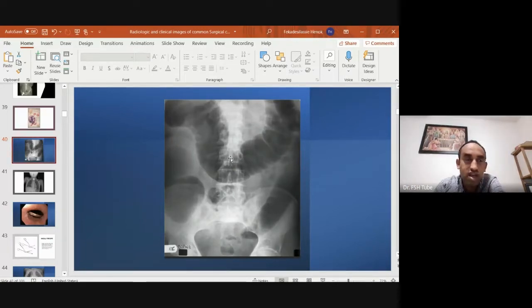Okay, very good. What's your diagnosis? And we'll pause here. What do you see? You see something here? Yeah, some sort of large bowel obstruction, peripherally located. Now, what is this? Which part of the large bowel is this one?